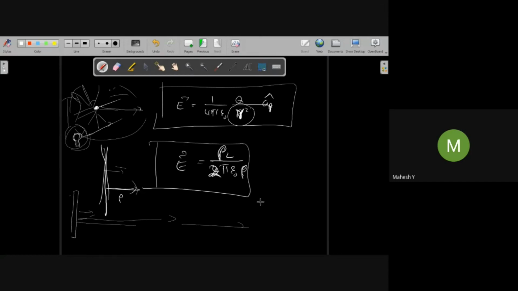Similarly, the next case is the sheet case, which we will discuss in the next class. Okay, so that's all for today's class.